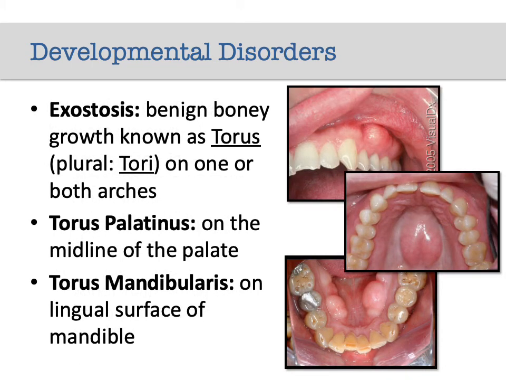Exostoses are benign bony growths, which are also known as torus, or the plural is tori. They can be on one or both arches. A torus palatinus is on the midline of the palate, and torus mandibularis is on the lingual surface of the mandible. As you can see in the top photo, they can also occur on the buccal surface as well.